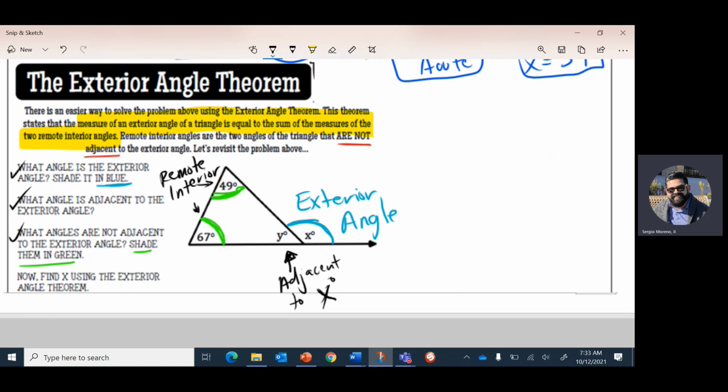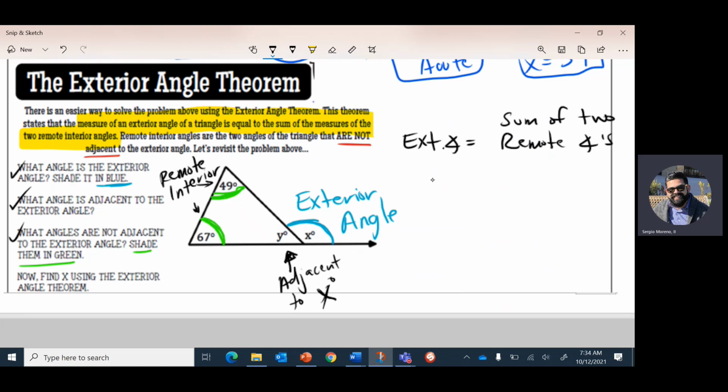The remote interior angle, and there are two of them there. Remote means they're far away from the exterior angle. They're the ones not touching the exterior angle. So this basically says the following: the exterior angle is equal to the sum of the two remote angles. Let's put a little angle sign there.